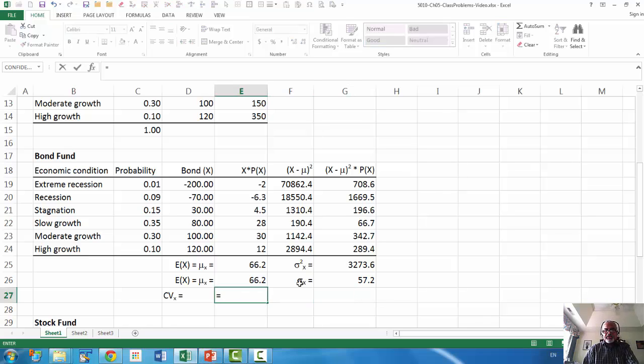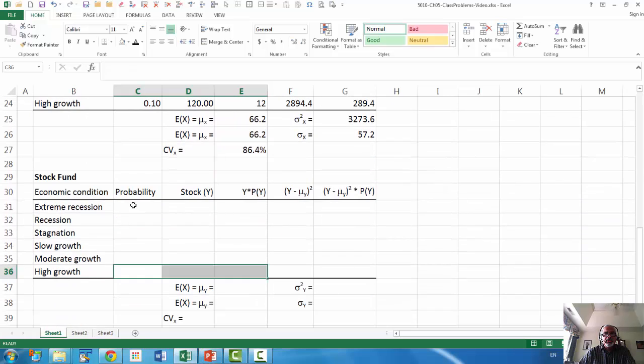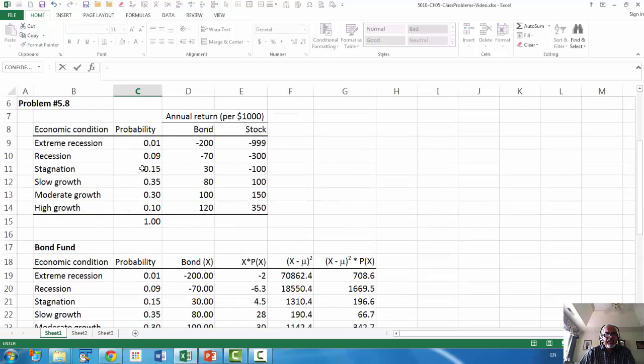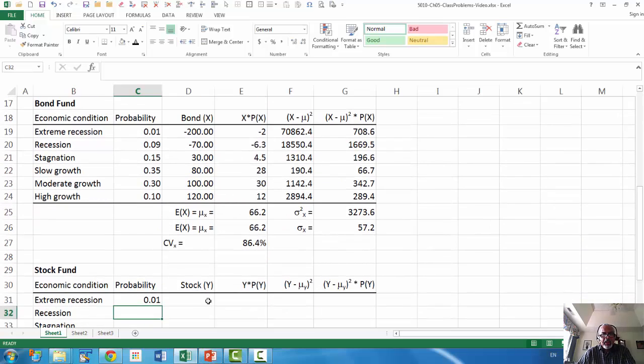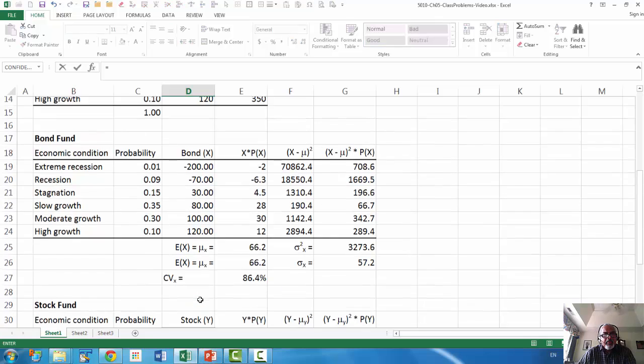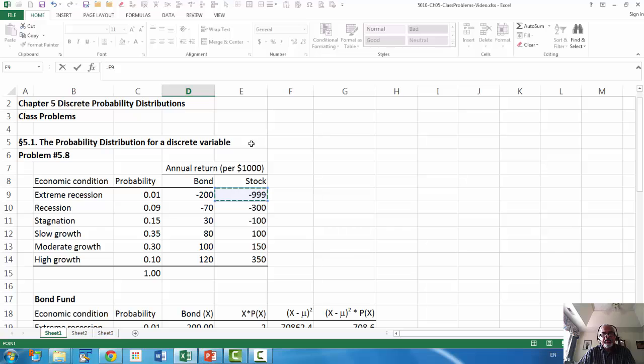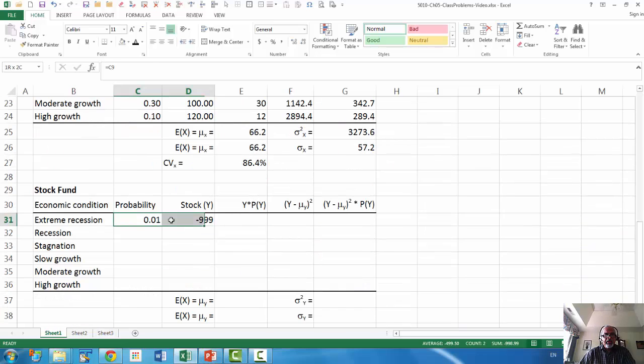Now if you take the standard deviation and divide by the mean, you get the coefficient of variation. We talked about coefficient of variation way back in chapter 3. So the variability in the bond fund amounts to 86.4. Otherwise this would be a kind of a risk measurement. Now we repeat this computation for the stock fund. Now for the stock fund, probability of each outcome, and the outcome stock fund return is here from column E. Now you can copy these two.